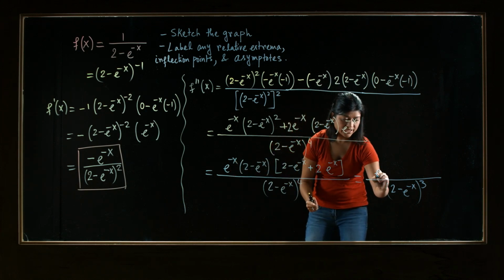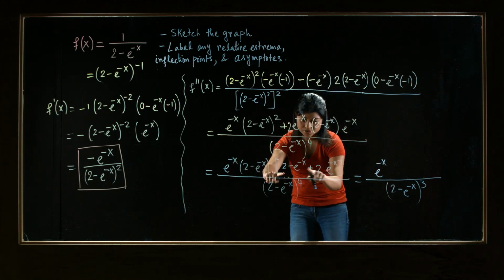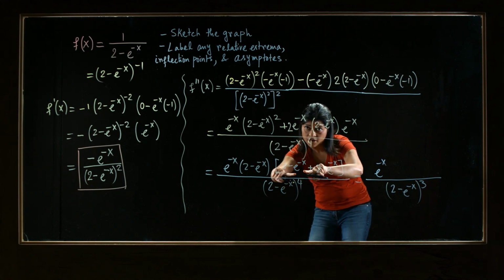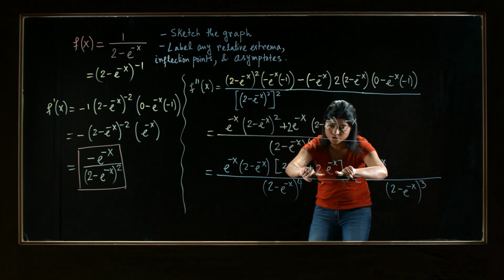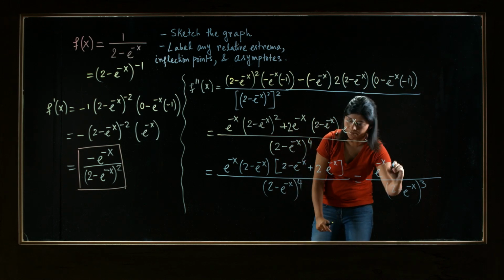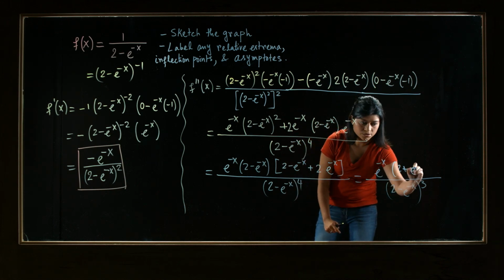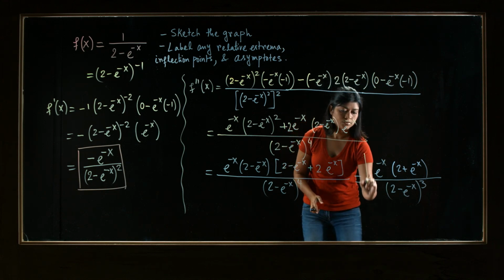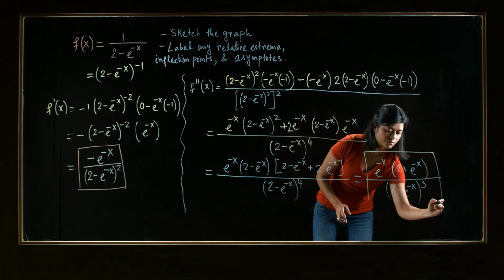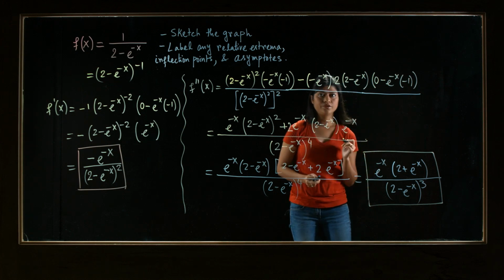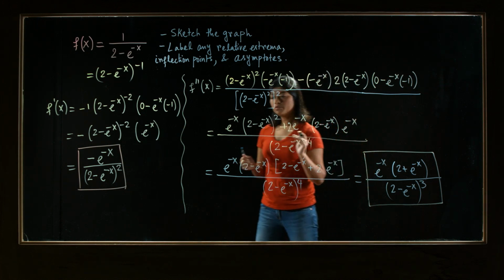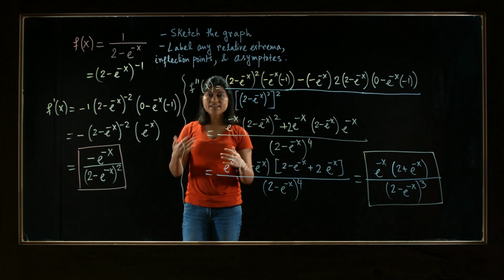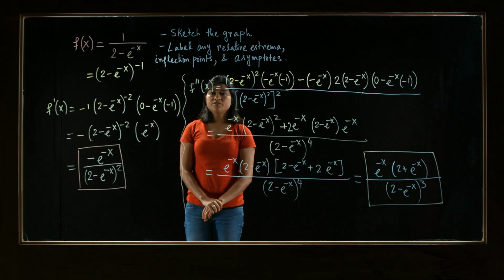We'll have e to the negative x. And here, if you simplify, you have 2 minus e to the minus x plus 2 times e to the minus x. So you get 2 plus e to the negative x. So that's the simplified form of the second derivative. So we will end this video here, and in the next video, we'll solve the problem completely.